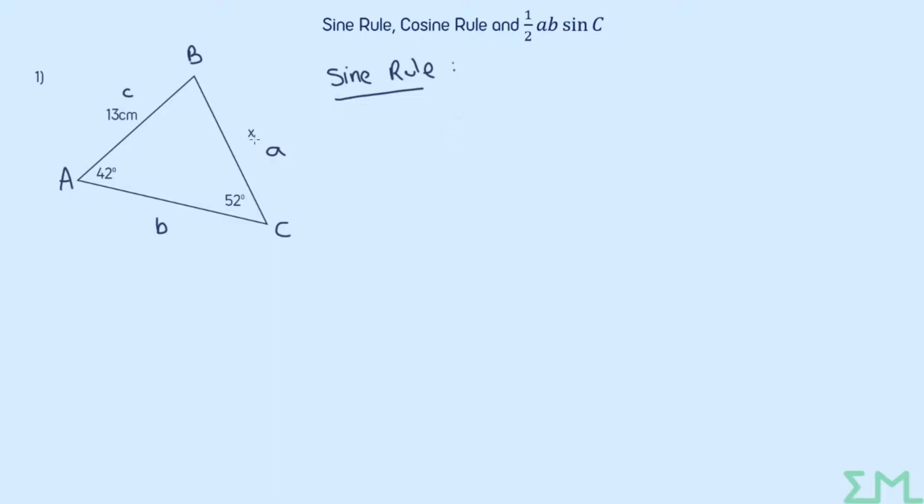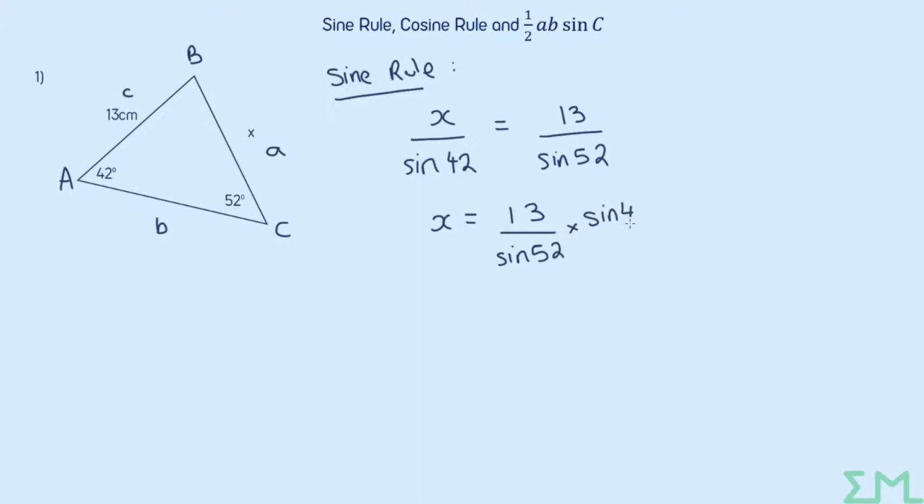So the working for this is going to look like x over sine, remember it's always the angle opposite, x over sine 42 equals 13 over sine 52. And then we can rearrange this, and I always like to write down my working of the rearranged formula rather than typing things in before and writing them down.